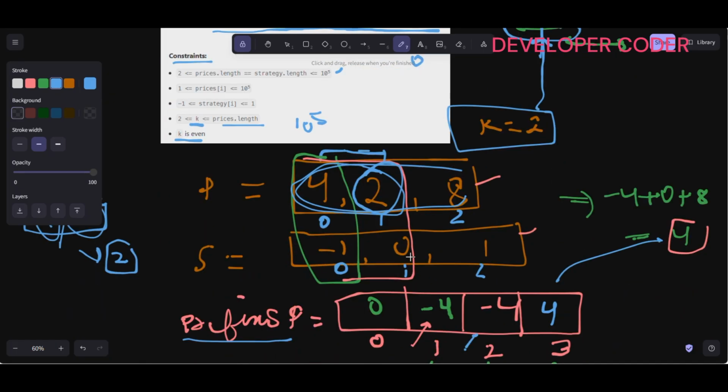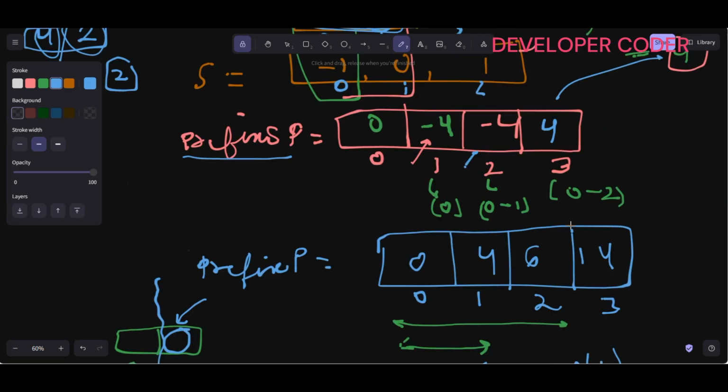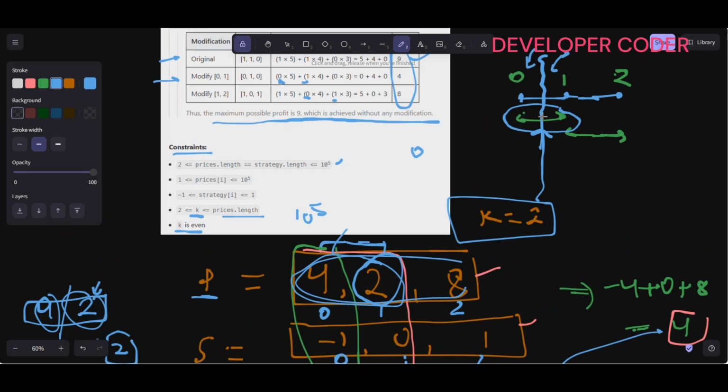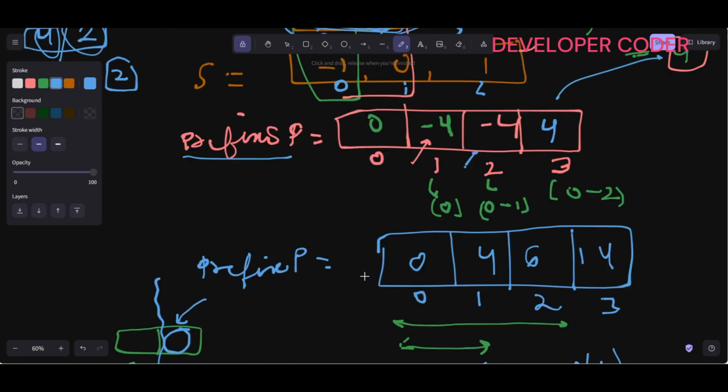Now this is the total value that we are getting here, 2, after modification. After modification means I'm only considering these prices, and for this one I am saying my strategy is 0, and for this one my strategy is 1. That is the modification only in this part. But in the original case, what was the profit until here? For that purpose we have to see this.